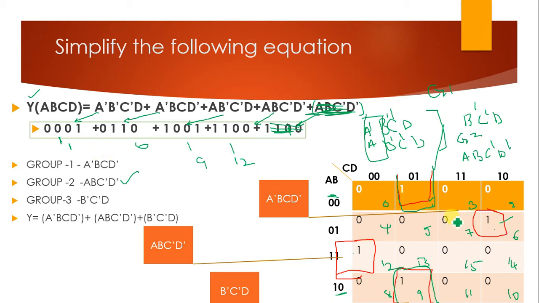Now the last group, which is this one, that is A dash, B, C and D dash. This is the first group which I made here. So with these combinations you just add all the things together, which will give you a simplified equation.